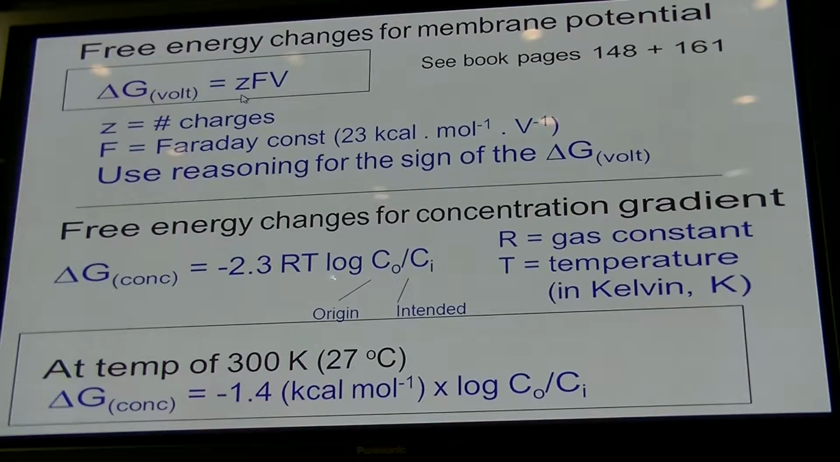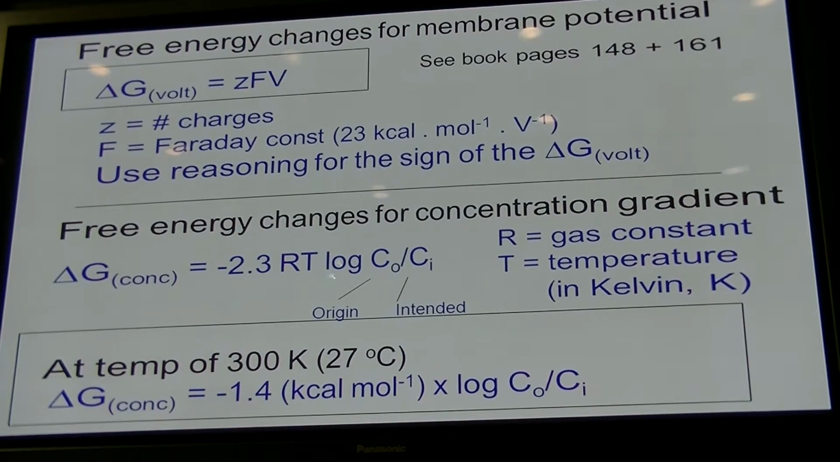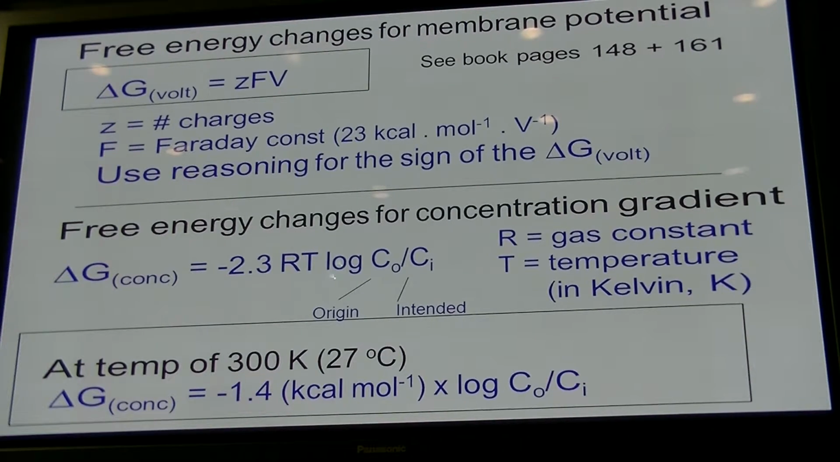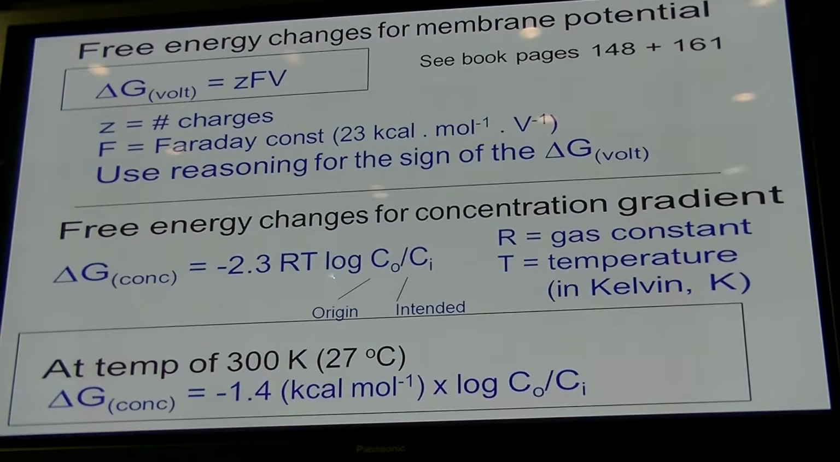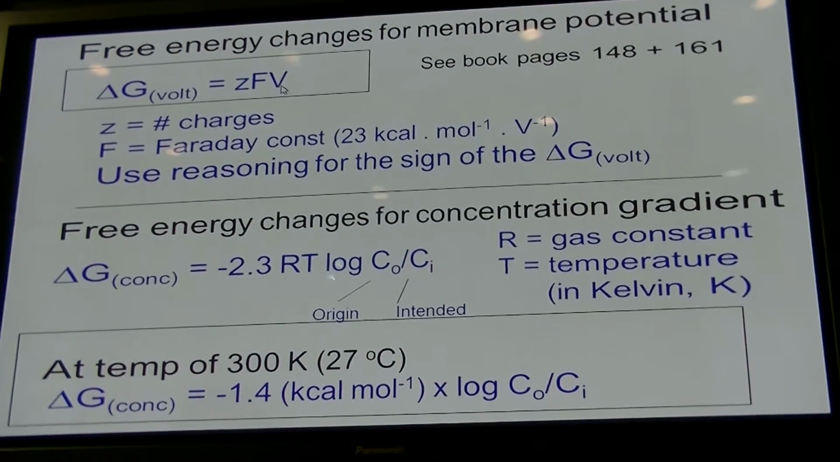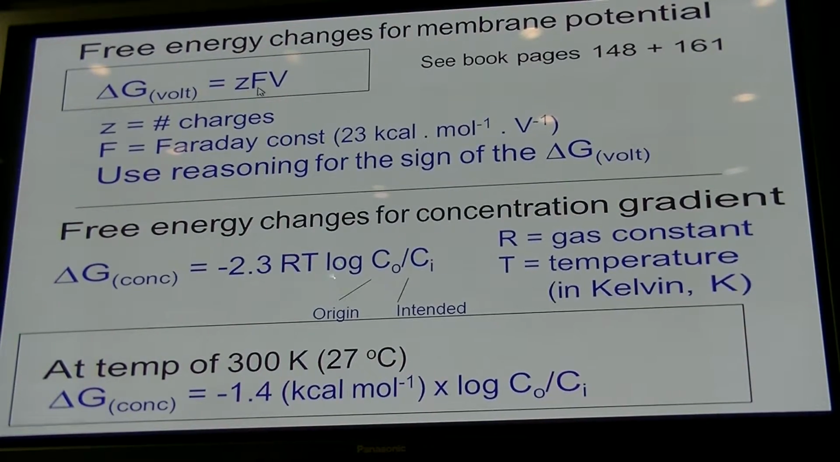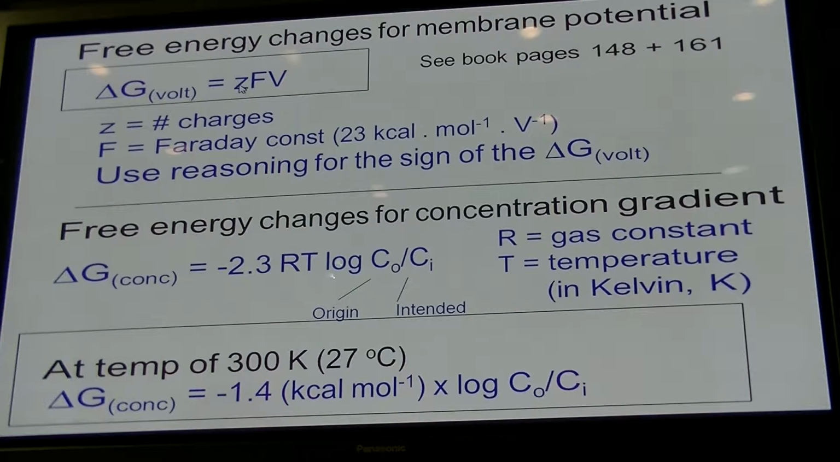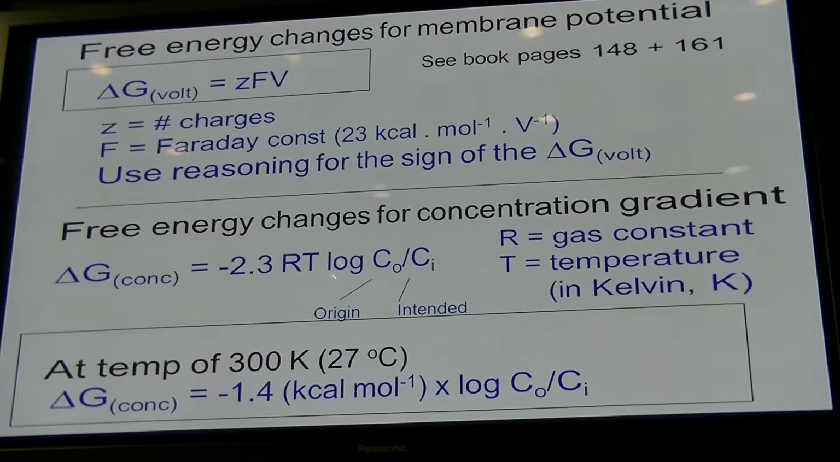So Z here is the number of charges. F is the Faraday constant. Faraday was one of those physicists from Cambridge, England. And he came up with, I guess, or people came up with the Faraday constant. And it simply converts potentials to energy. So if we have a certain membrane potential, then we multiply with the Faraday constant and the number of charges that we are moving. So for sodium, the number of charges, Z, equals 1.